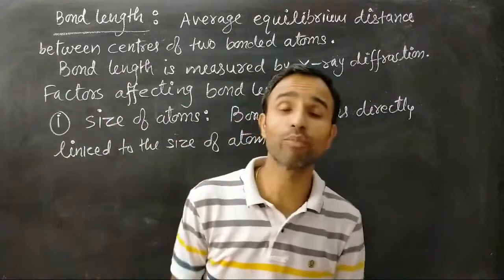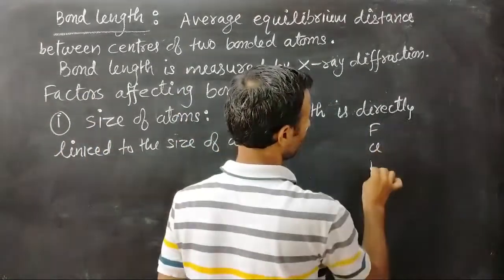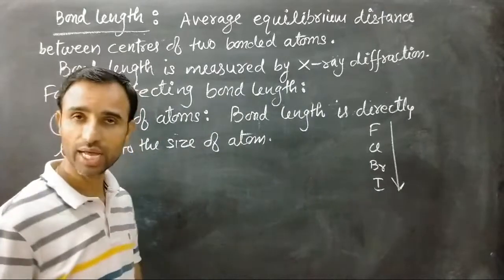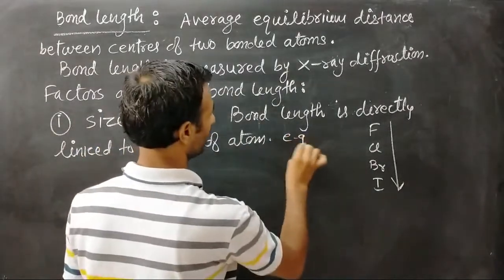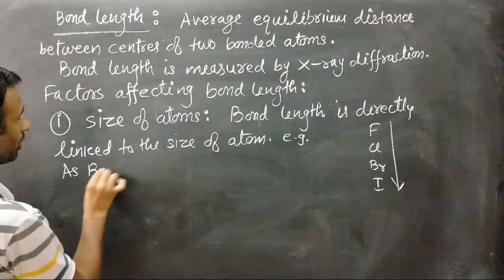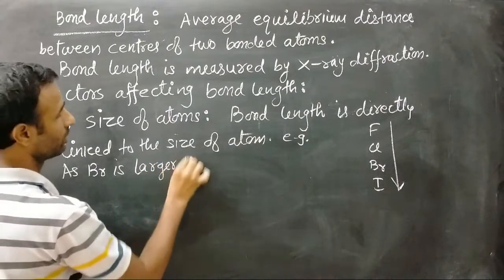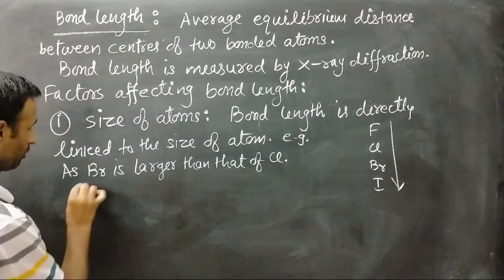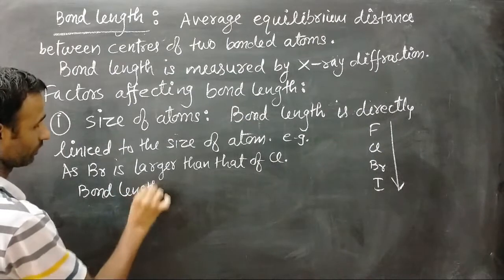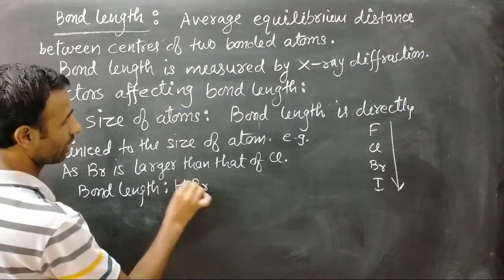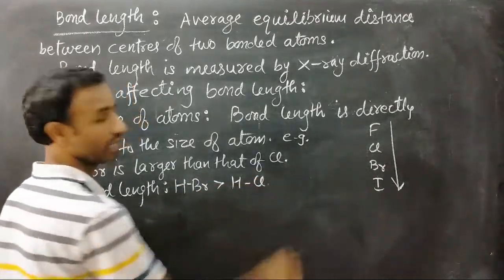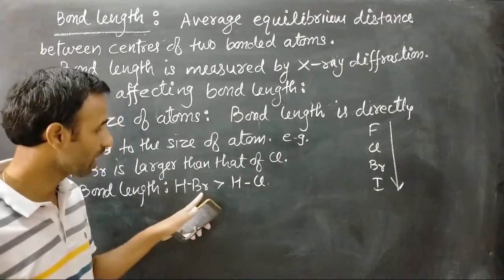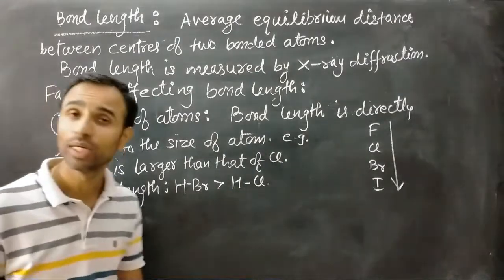Now tell me, out of chlorine and bromine, which one is larger in size? Chlorine, bromine, iodine. As we go down the group, size increases. So bromine is larger than chlorine. So for example, as bromine is larger than chlorine, the bond length of HBr is greater than HCl, right? Because bromine is larger than chlorine, the bond length of HBr is more than that of HCl.